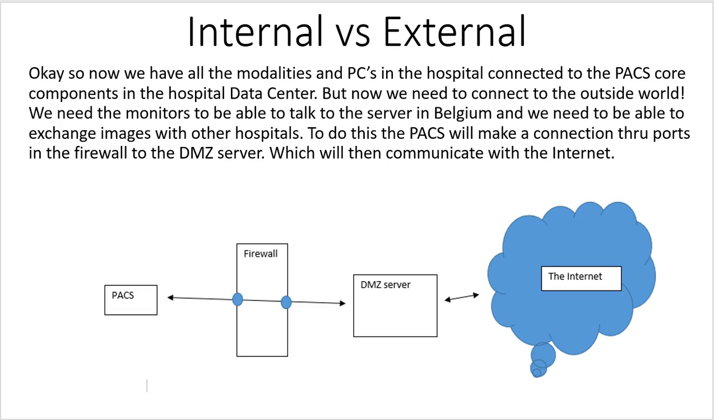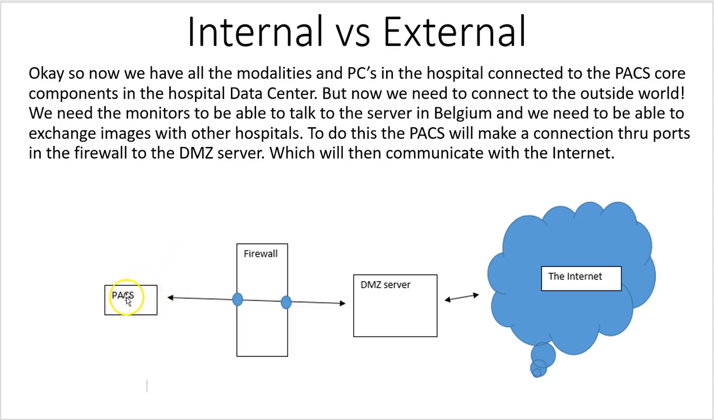Barco's home, where they're from, is Belgium. Barco's not an American company. They're from Belgium, and they have servers that push out updates and do checks on your Barco monitors. So you need to connect to Belgium. There you go. It's a global world. So to do this, PACS will make a connection through ports in the firewall to the DMZ server, which will then communicate with the internet.